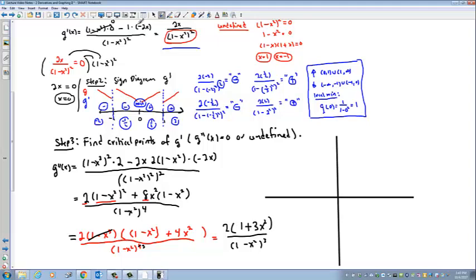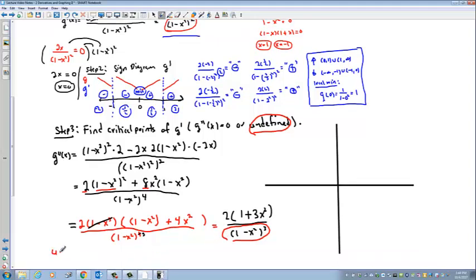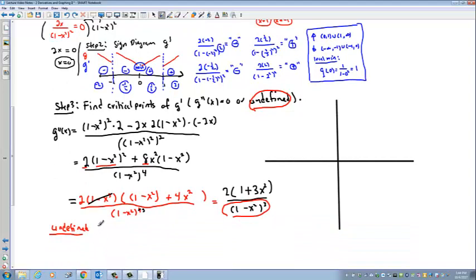Now remember what you have to watch out for. So you have to watch out for when it's undefined. And so when is this undefined? Well, that's when this denominator right here is equal to 0. So it's undefined when 1 minus x squared quantity cubed is equal to 0. Take the cube root of both sides. And of course, 1 minus x squared is equal to 0 then. Cube root of 0 is 0. And so then you can factor this, 1 minus x times 1 plus x is equal to 0.